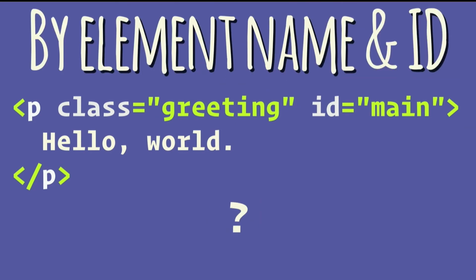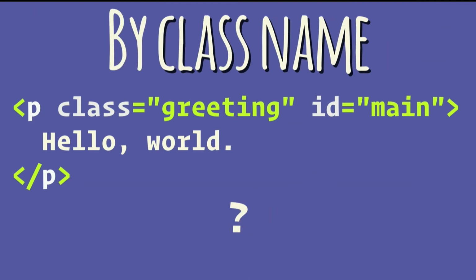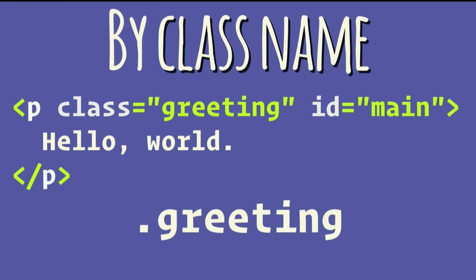So what if we wanted to do it by name and ID? By the combination of the element name and the ID? P hash, right. P hash main. What about by class name? Just dot greeting if it's by just the class name. If it's by the combination of the element name and the class name, then yeah, P dot greeting.